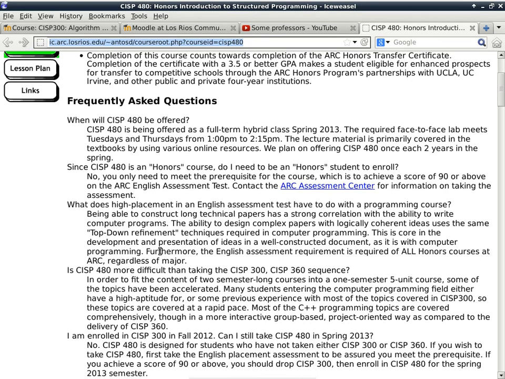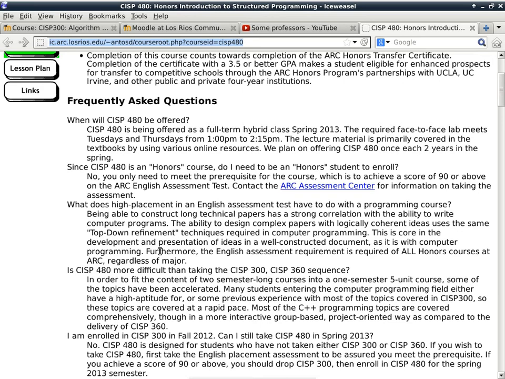Yes. Is it transferable to UC, Cal State? It's transferable, but whether it will be accepted towards any other class, we won't know for a while. Let's put it this way: first of all, CISP 300 doesn't transfer to anything at UC or any of the schools. It does transfer for units.